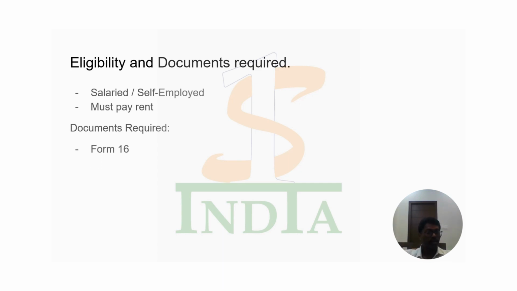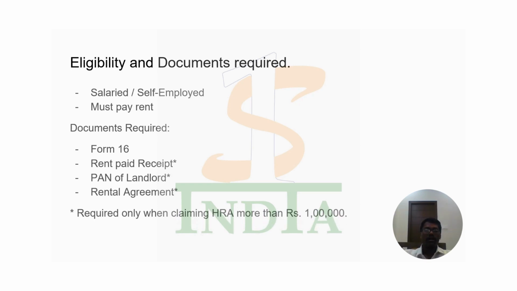What are the documents required in order to claim this specific exemption or deduction? You should provide your Form 16 in case you are an employed person, and the rent paid receipt given by your landlord. Next, the PAN of the landlord, and the last one is the rental agreement. The last three documents, that is the rent paid receipt, the PAN of the landlord, and the rental agreement, will be required only in case the HRA exemption being claimed exceeds 1 lakh. You might be wondering, if the landlord does not have a PAN, what is the option? He may provide a self-declaration against which you can claim this HRA exemption.